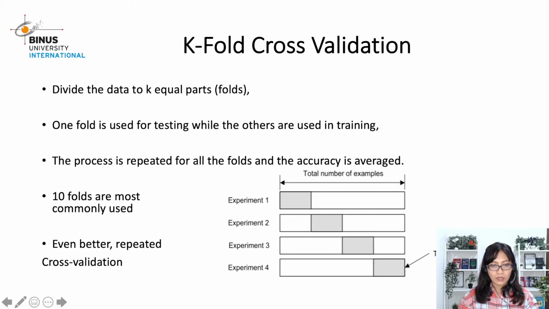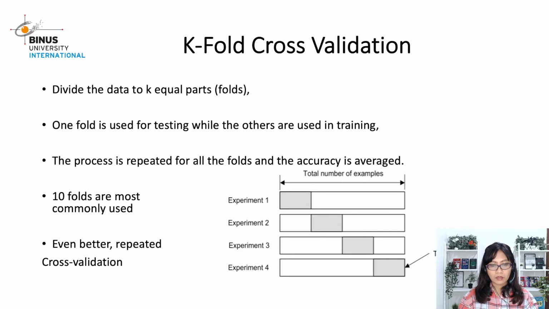So this is the data. This is the total number of examples. We cut it into parts, and we call the number of parts k. For example, we cut the data into 4 different subsets.